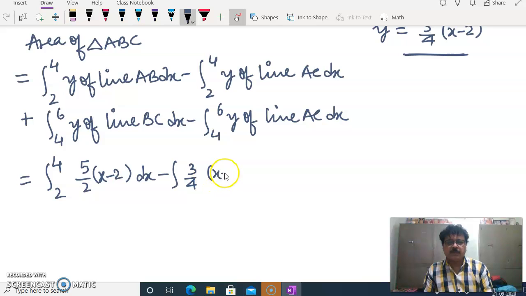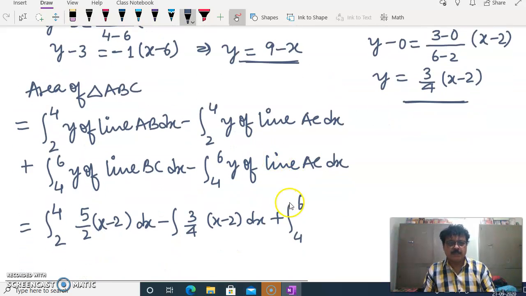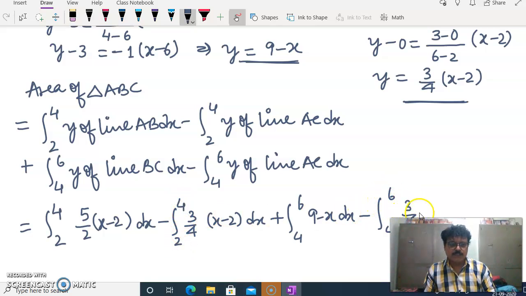3/4 (x minus 2) dx, plus the integral from 4 to 6 of y of BC, which is 9 minus x. We'll write (9 minus x) dx, minus the integral from 4 to 6. The limit for this is 2 to 4. Minus the integral from 4 to 6 of y of AC is this. So students, you can solve it easily. So solve it and you will get the answer.